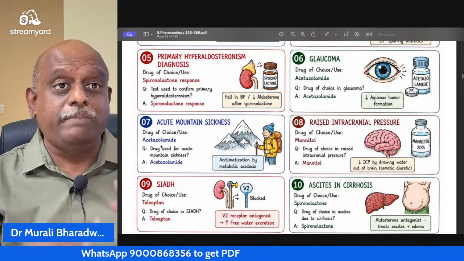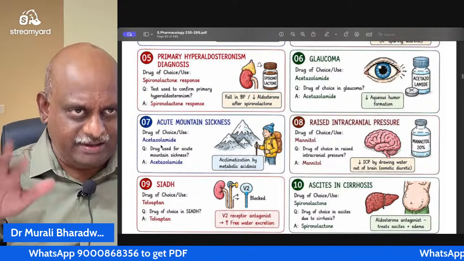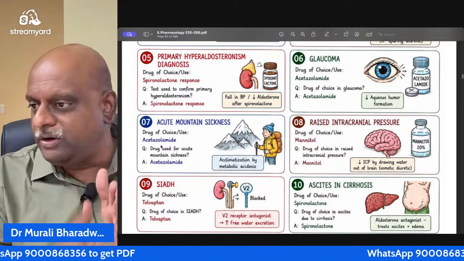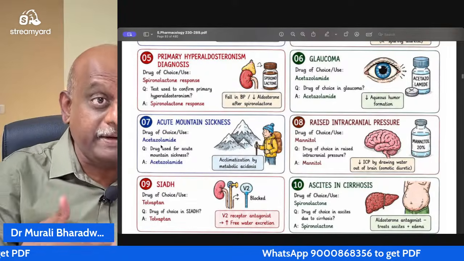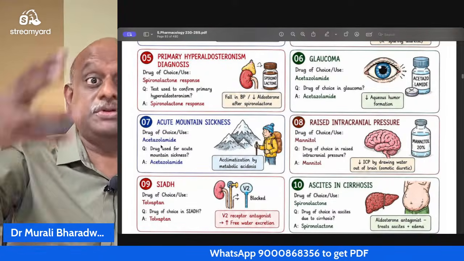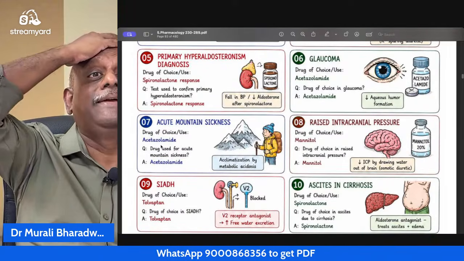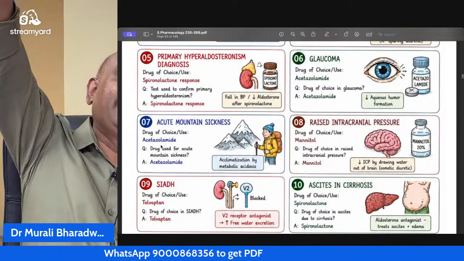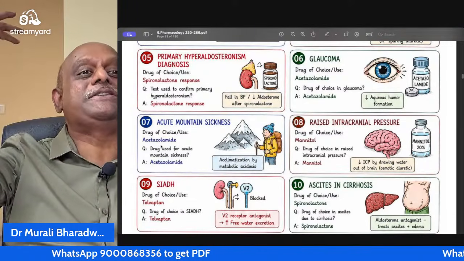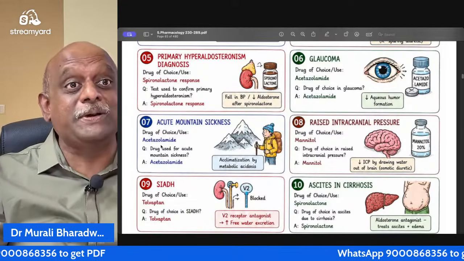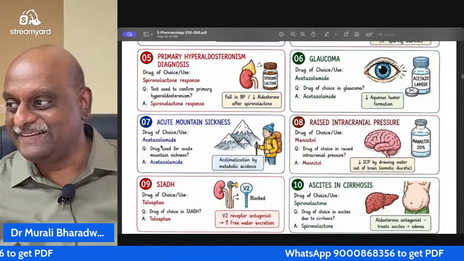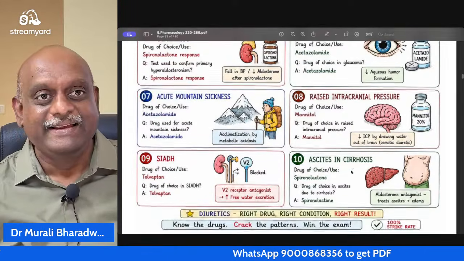It will lead to decreased bicarbonate reabsorption. So that leads to the development of bicarbonaturia, which leads to metabolic acidosis. Acidosis stimulates the respiratory center and you start hyperventilating. And once more you breathe in oxygen. That's the rationale behind why we give acetazolamide in acute mountain sickness. Right?